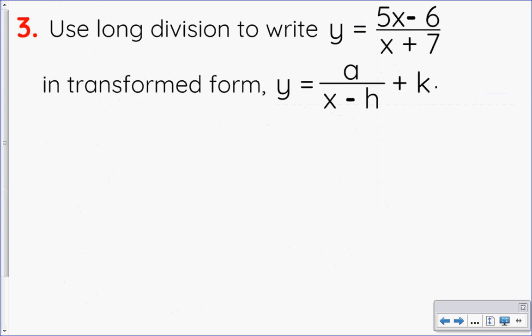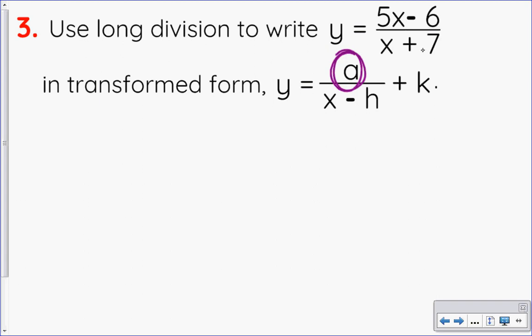Okay, question number 3. I want to use long division to write this linear fraction form into a transformed form. Why would I want to do that? The only benefit of going from fraction form to transformed form is so I can identify what my vertical stretch is, because I can't tell that in the fraction form. I can figure out my horizontal and vertical translation based on asymptotes, but I don't know what my vertical stretch is. So that's where long division comes in handy.